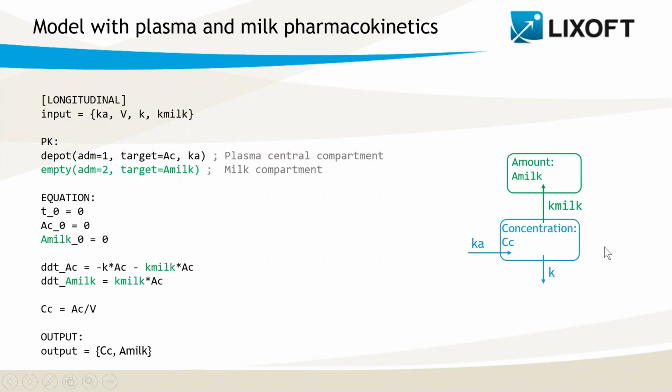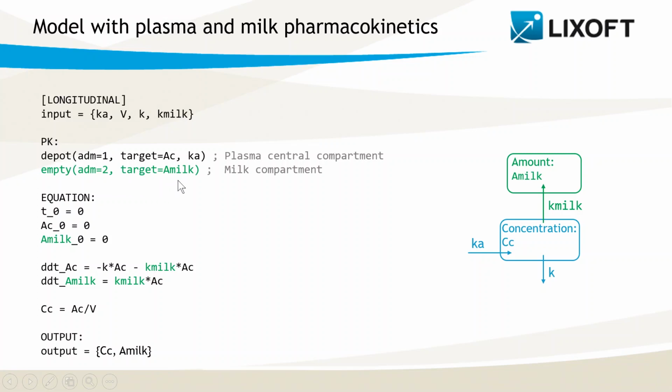The plasma concentration is described with a simple one-compartment model with an oral absorption and a linear elimination. And an additional compartment is included to model the milk compartment with a transfer from the central compartment. The dosing information is defined with macros in a block pk. The macro depot is used to fill the target variable AC, the amount of drug in the central compartment, with doses of administration ID 1, with an absorption rate. In addition, the fact that the milk compartment is emptied after each measurement is indicated with the macro empty, with the target A milk, the amount in the milk compartment.